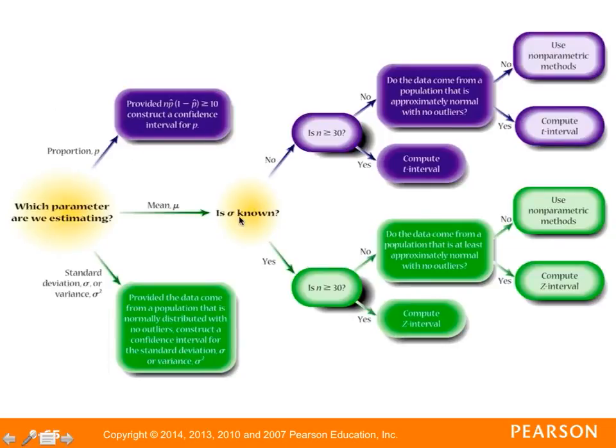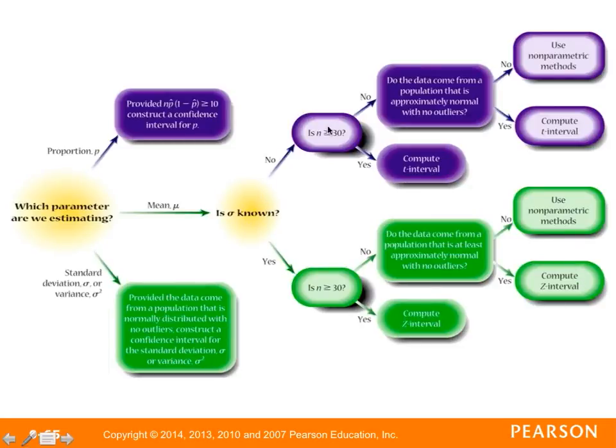If you're finding the mean, which is the other thing that we do, you ask yourself whether or not sigma is known. If it is known, then you ask yourself if n is greater than or equal to 30. If it is, then you compute your z interval. If it's not, then you ask yourself if your population is approximately normal with no outliers. So you're going to look at your box plot and your normal probability plot and evaluate. If it's not, then you have to use some non-parametric methods, which we have not yet learned. But if it is, then you can compute your z interval.